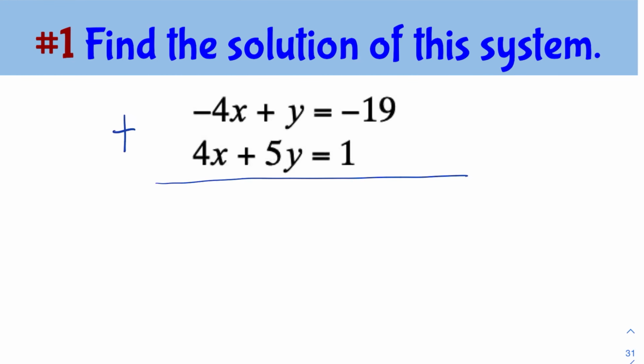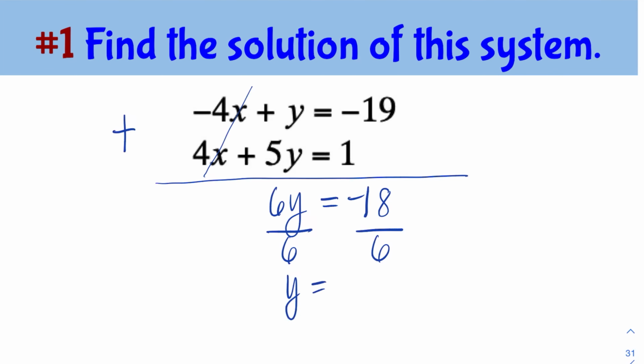Negative 4x plus 4x, this becomes 0x. Then we have 1y plus 5y, that is 6y, is equal to negative 19 plus 1 is negative 18. Now divide both sides by 6. So y is equal to negative 3.